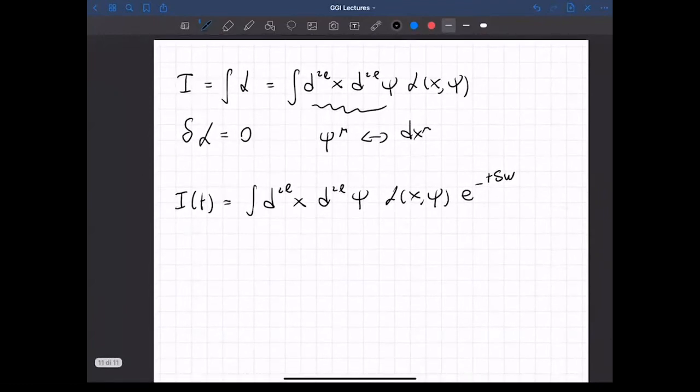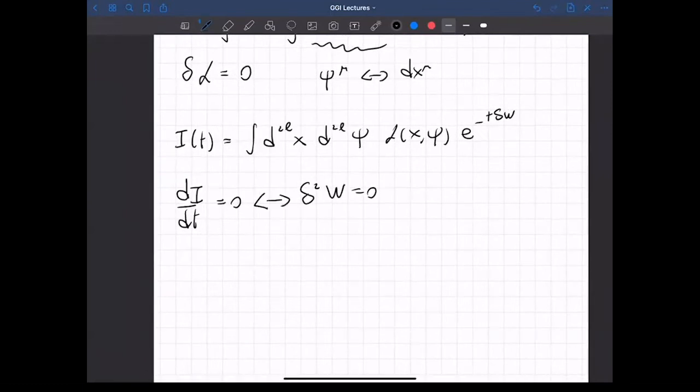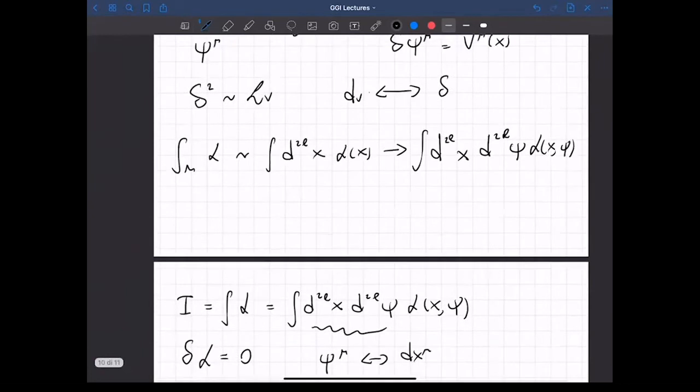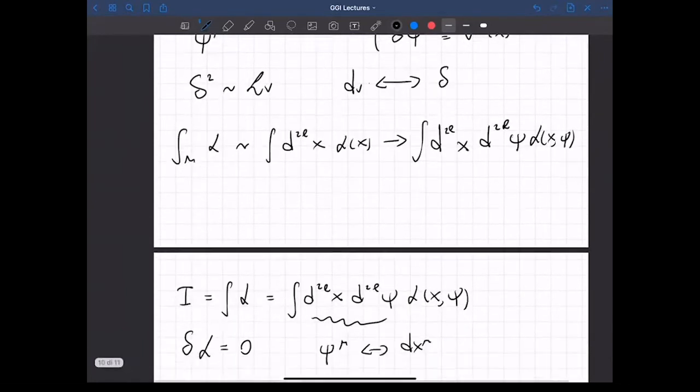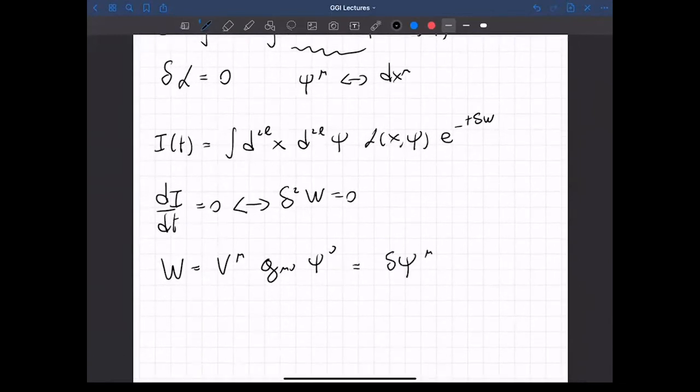And you can easily check that this doesn't depend on t if the square of V and the square of W are equal to zero. Now I have to tell you who W is, and W is V mu, G mu nu, psi nu. And please, if we go back to our supersymmetric transformation here, you see that this is just delta psi mu, G mu nu, psi nu. So it's my fermion contracted with its variation. This will be the case also for the infinite dimensional case.